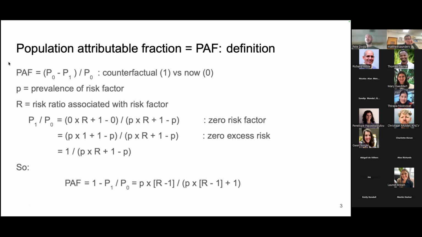So if either of those things is 0, so your risk ratio is 1 or your risk factor isn't there, then you don't have a PAF going on. Next, please.